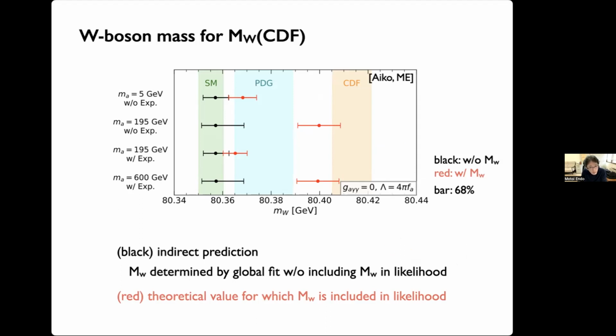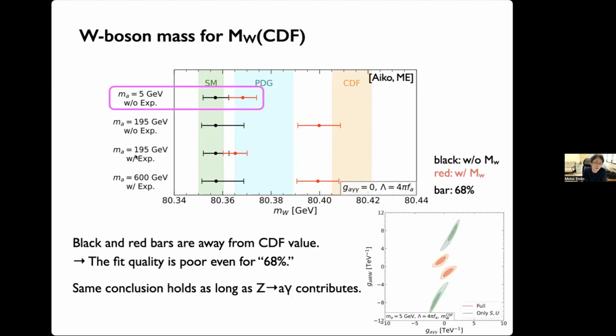So let's consider these black and red values, theoretical values for various ALP masses. Let's start from the M_A equal 5 gigaelectronvolt case, which corresponds to this plot. We find that both the black and red bars are now away from the CDF value.